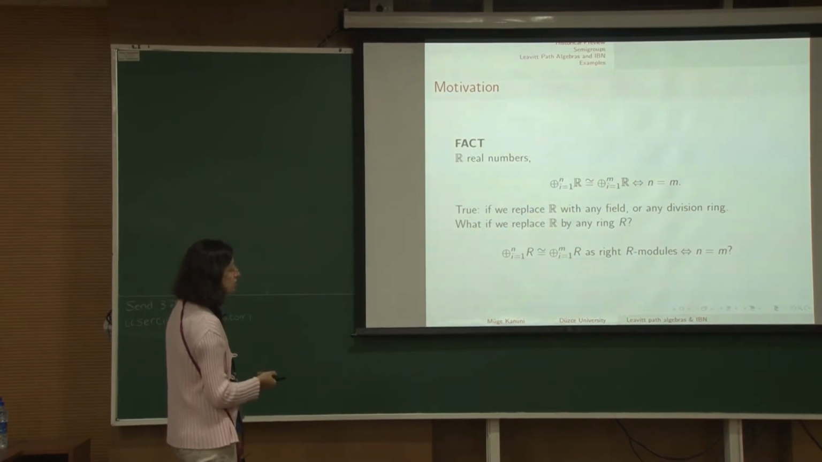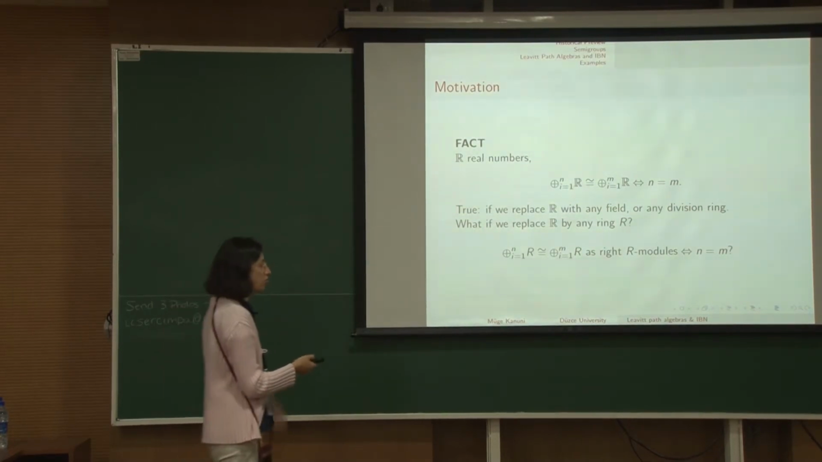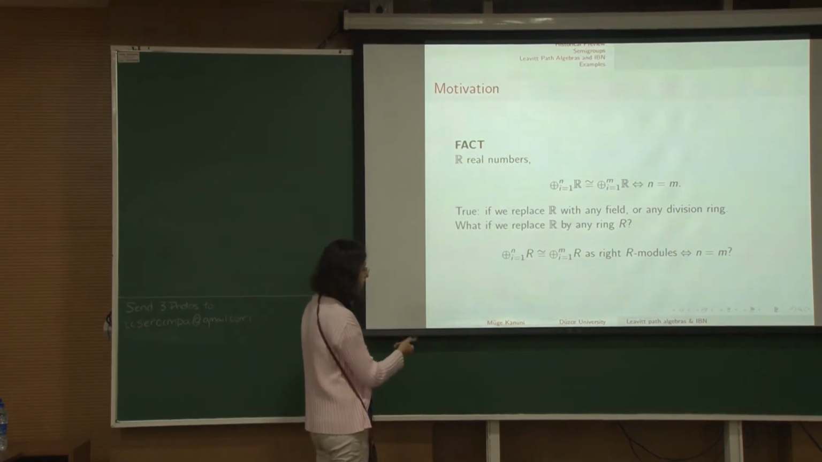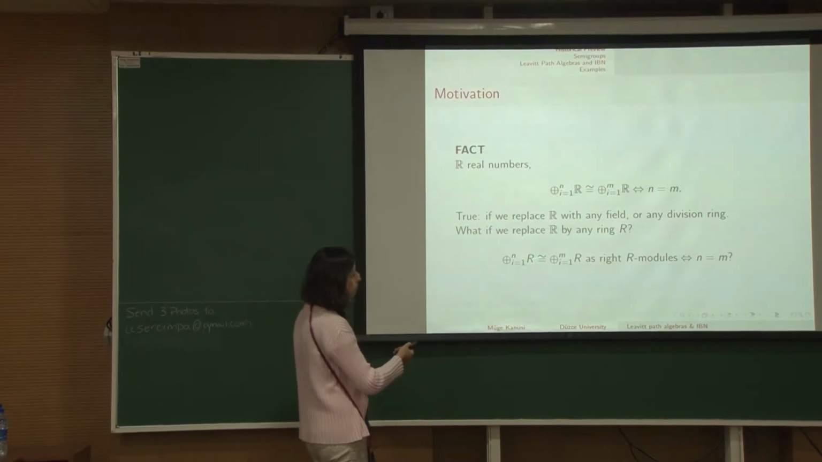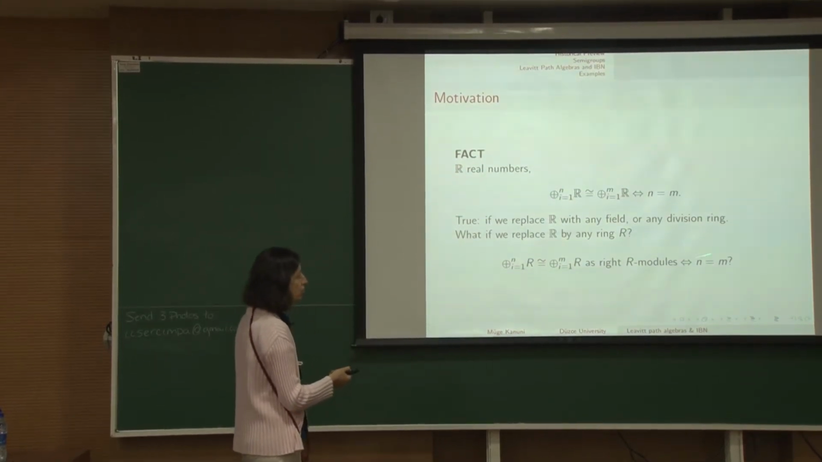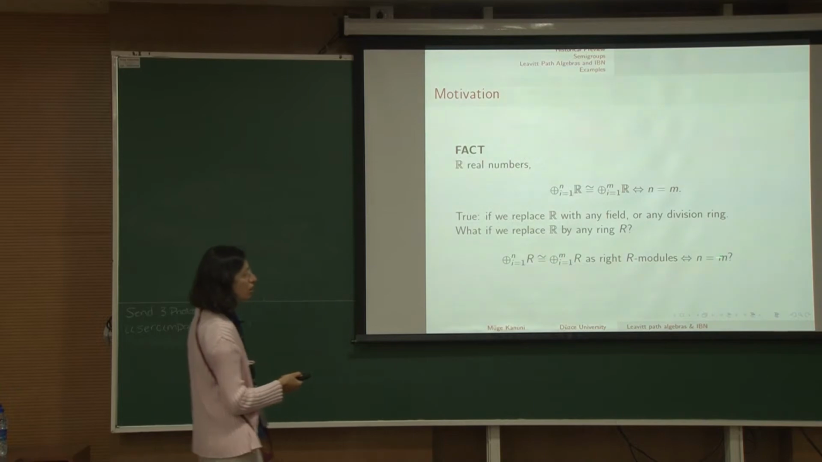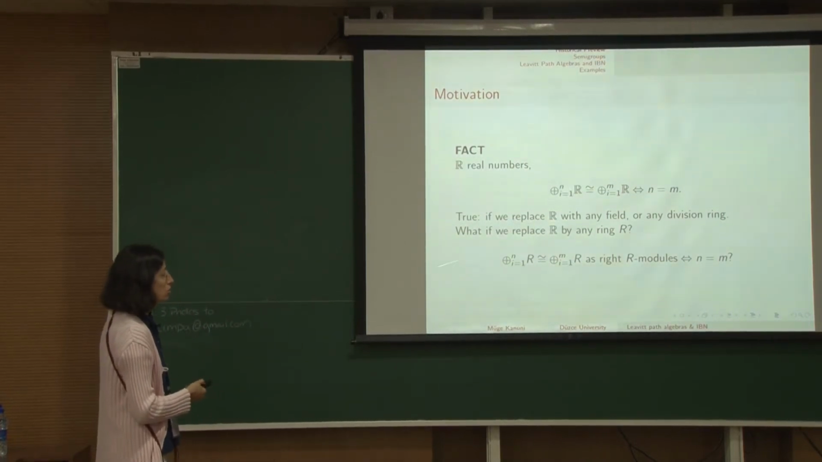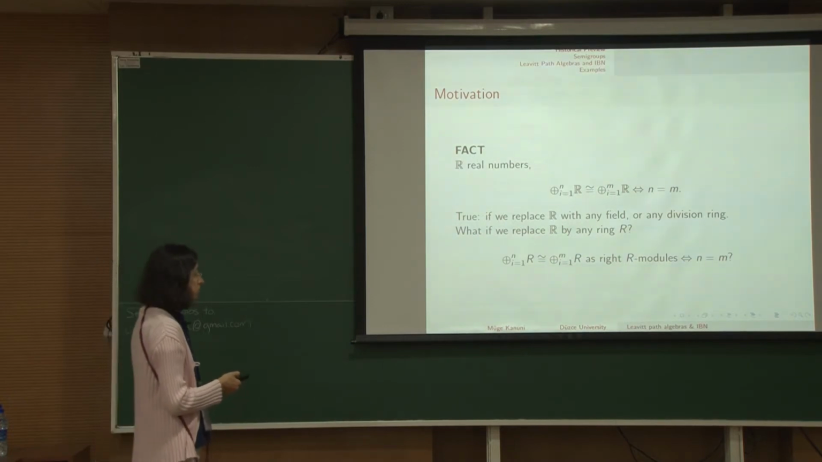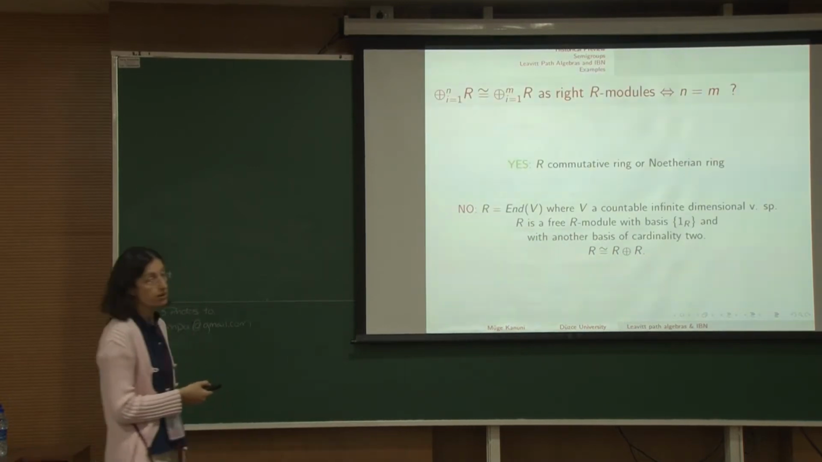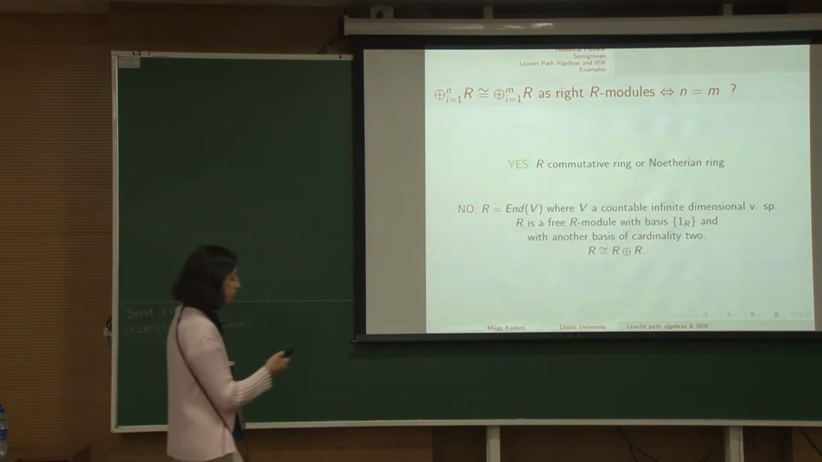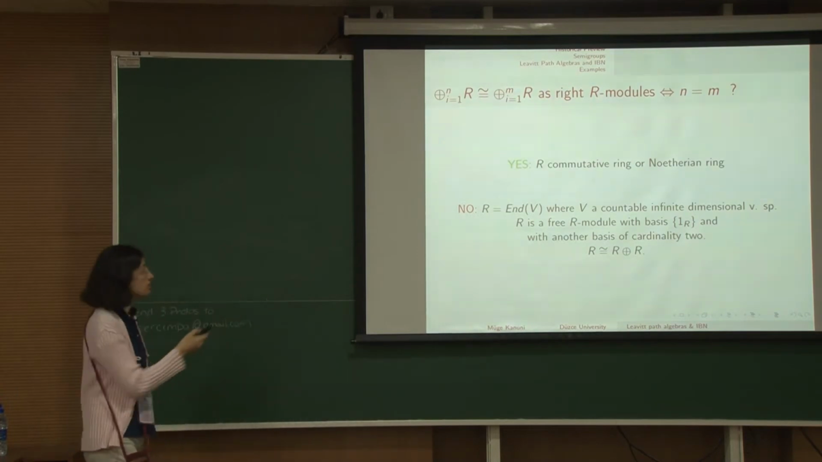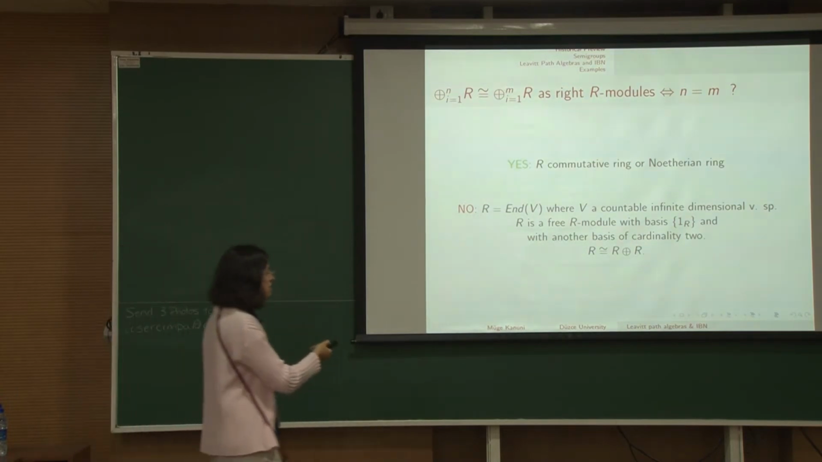So the question becomes, as right R modules, can I have n copies of R isomorphic to m copies of R as right R modules? And this is true if and only if n and m are equal. So do I have this property? The answer is yes, if R is a commutative ring or a Noetherian ring. And we have seen some examples in Professor Anderson's lecture yesterday.